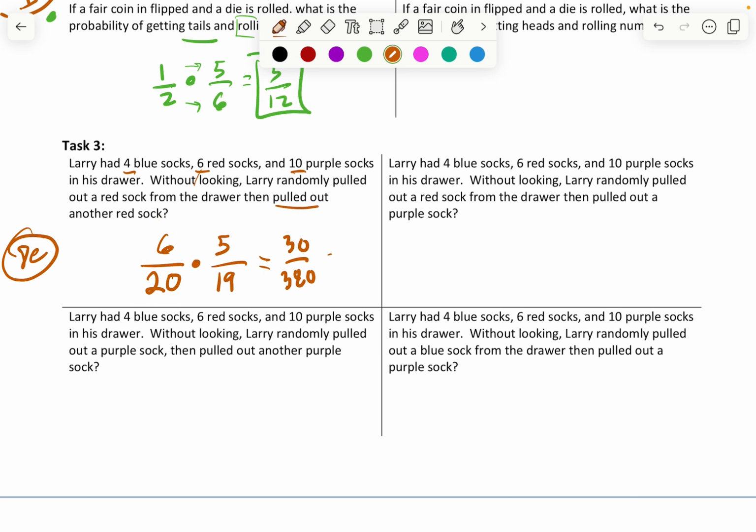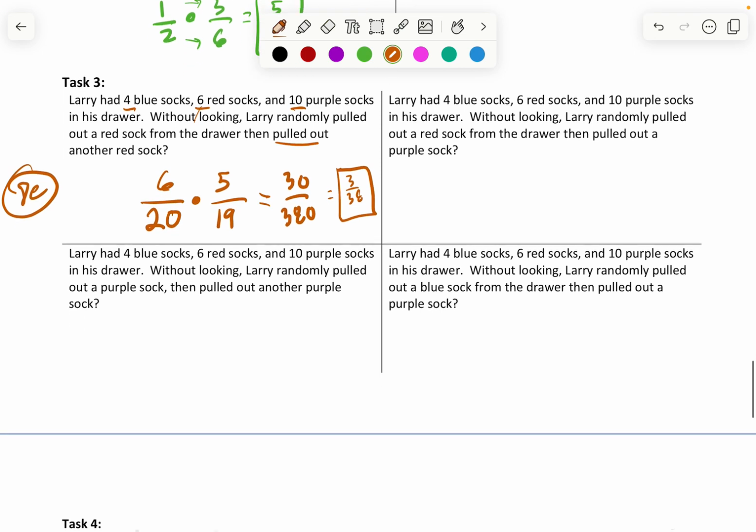So if you said 3 over 38, that's pretty good. I think that's it. I think it's as simple as it gets. I divided both by 10. All right, let me do one more.